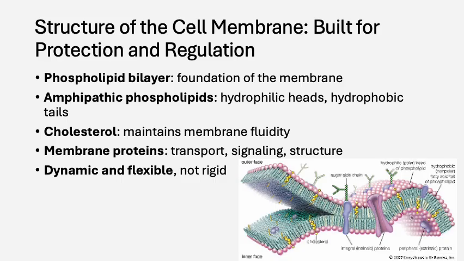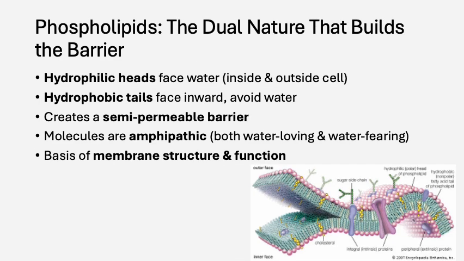The cell membrane is not a rigid wall but a dynamic and flexible structure. Its foundation is a phospholipid bilayer arranged so that the water-loving regions face outward and the water-fearing regions face inward. Embedded within this layer are cholesterol molecules that help maintain fluidity and proteins that carry out transport, signaling, and structural roles. The phospholipid bilayer also has a unique dual nature that makes membrane formation possible.